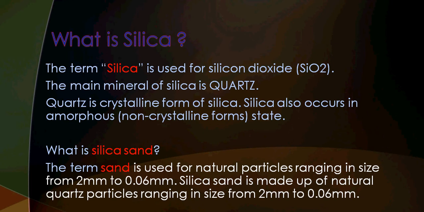The term sand is used for natural particles ranging in size from 2 mm to 0.06 mm. Silica sand is made up of natural quartz particles. If you see a single grain of silica sand, it is quartz. It is made up of the mineral quartz, and the size of the particles theoretically ranges between 2 mm and 0.06 mm.